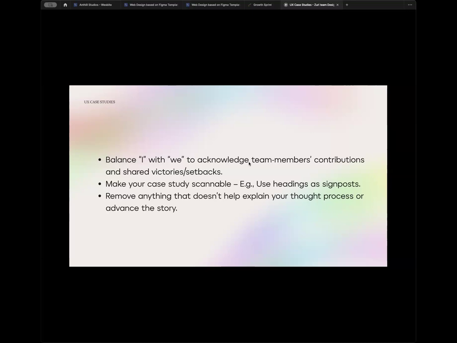And then make your case study scannable. We talked about this, giving them proper headlines, right? So that anybody that is scanning through would be able to see at a glance what that section is talking about and either decide to stay or move on. Then last but not least, remove anything that doesn't help explain your thought process or advance the story. So like I said, nobody has 40 minutes to be sitting around reading one case study.